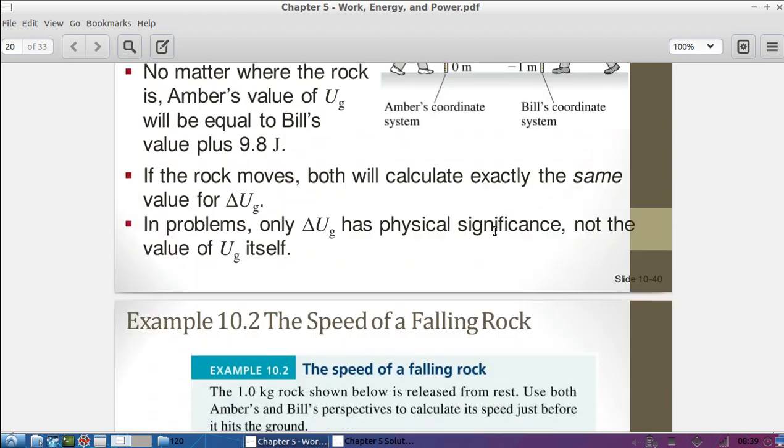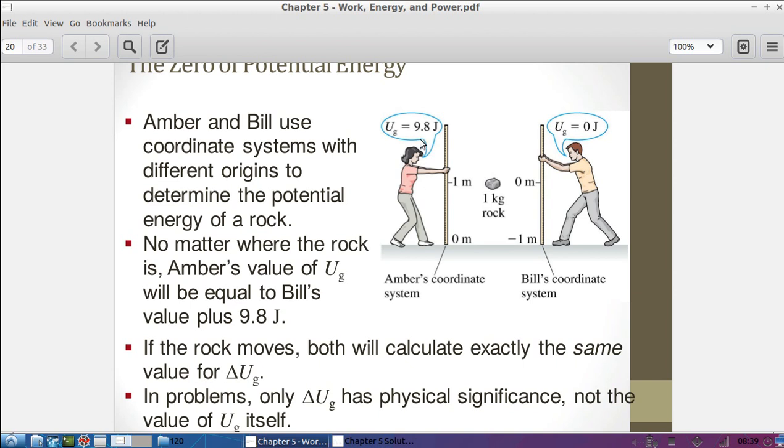Now let's take the final minus initial in both cases. For Amber, 0 joules minus 9.8 joules is negative 9.8 joules. So this object has a change of potential energy of negative 9.8 joules according to Amber. We look at the change of potential according to Bill. The final potential is negative 9.8 joules minus 0 joules. So regardless of their coordinate system, they see the rock's potential change by the same amount. They both see a negative change in gravitational potential.